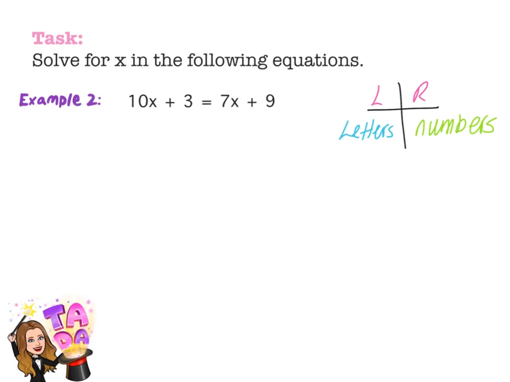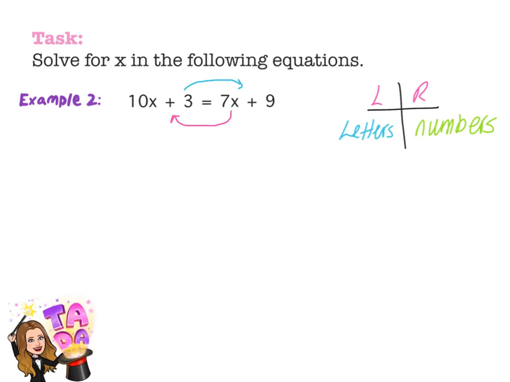So now let's look at example 2. And again I have a 10x plus a 3, equal to 7x plus 9. And my rule is still the same. My letters must be on the left of the equals and my numbers must be on the right. So my 10x is correct and my 9 is correct, but these two terms need to swap because plus 3 should be on the right and plus 7 should be on the left. And when I change them over, they'll become a negative. So I'm moving over my 7x to the left and I'm moving my 3 to the right.